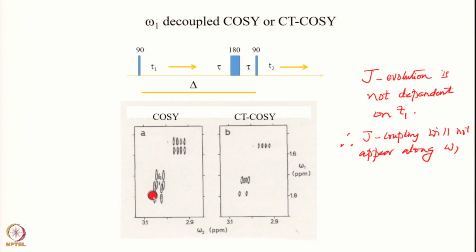A greater benefit is seen here. You see that the overlap which was seen here is removed. You can clearly see that there is one multiplet here and another multiplet there.